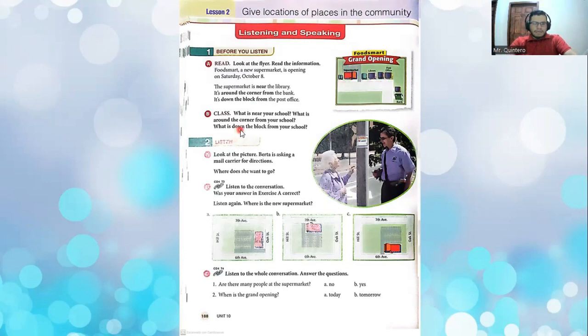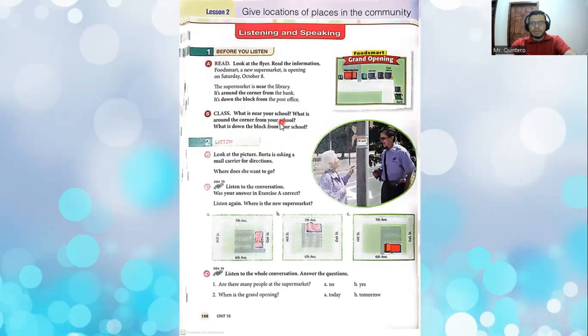So, what's near your school? What is around the corner from your school? What is down the block from your school? For example, what is near your school? Near Carlos Villalbir Castro in Azacualpa, Santa Bárbara is Car Wash Miguelito. What is around the corner from your school?